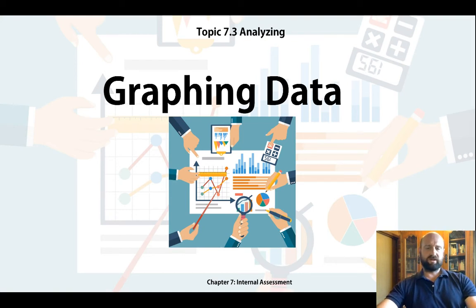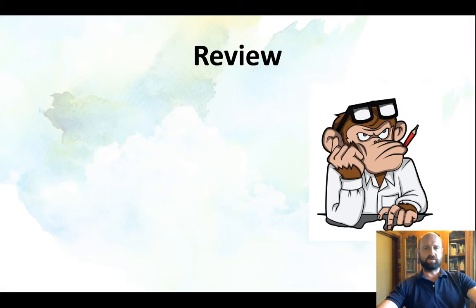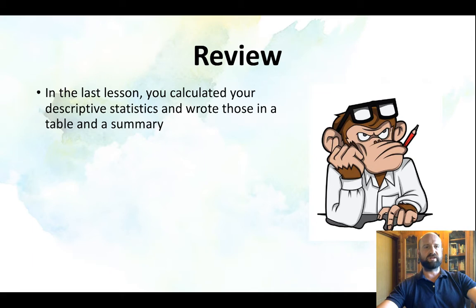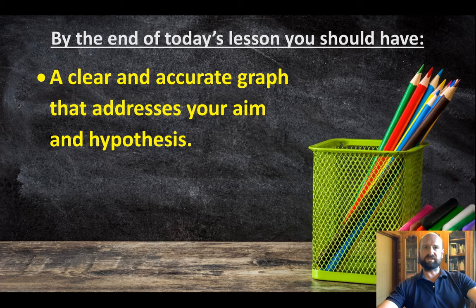So with the graphing, again, by this stage in their schooling career, it should be pretty straightforward, but there are a few common mistakes students make. They should have all their descriptive statistics in a table and in a summary, and now we put them in a graph. And so that's what they have to have by the end of this lesson.